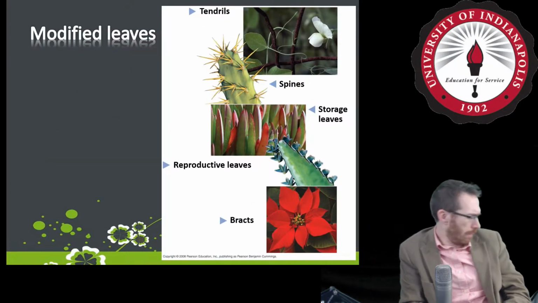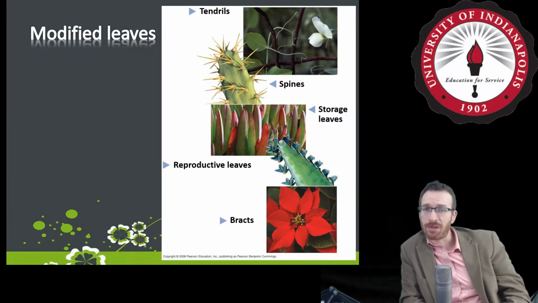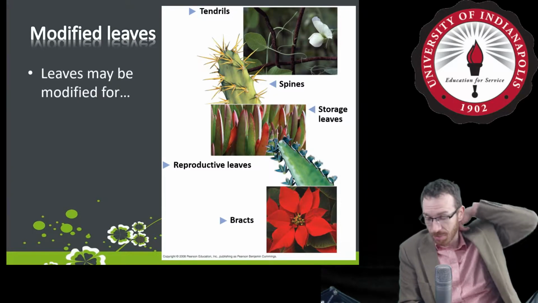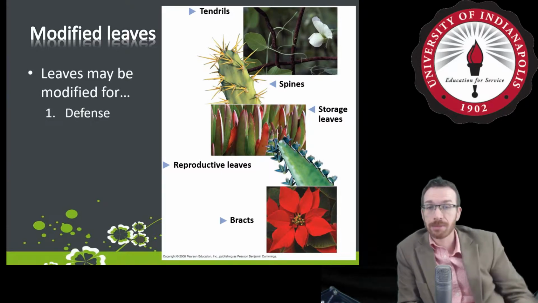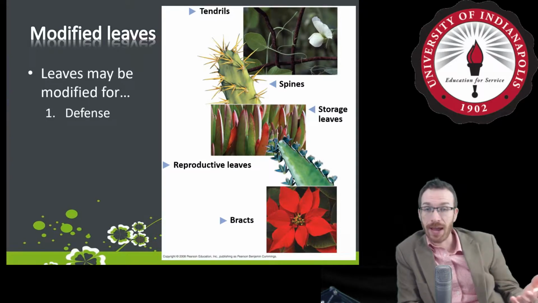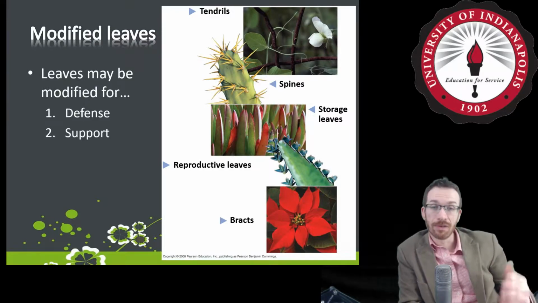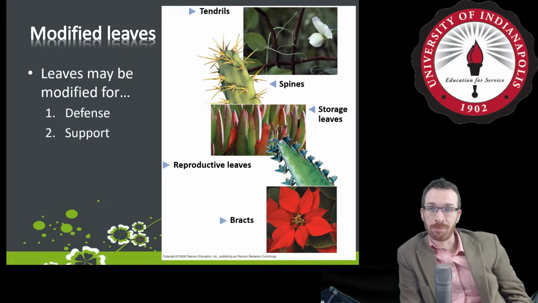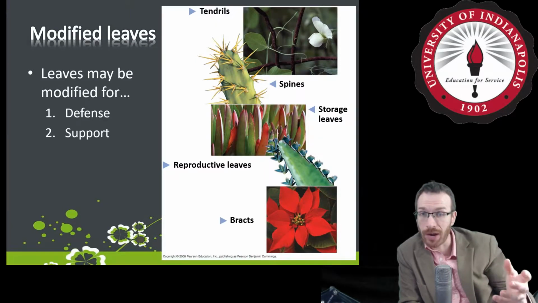Okay. You could also have modified leaves. So, for example, leaves may be modified for many different things. Leaves can be made for defense. Spines on, for example, our cactus are leaves. They're just modified leaves. Leaves can be made for support. So, for example, the vines and tendrils on many plants are modified leaves.